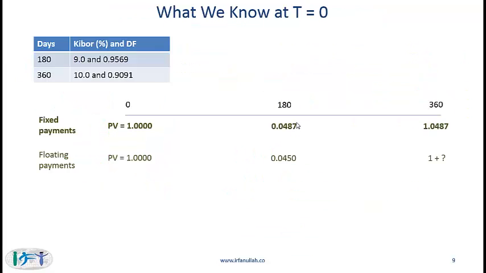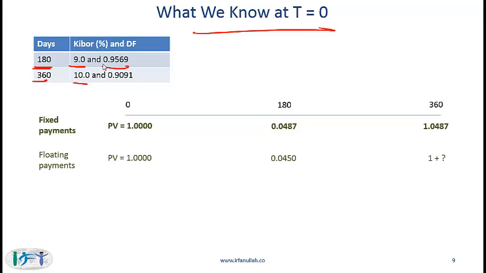And this slide summarizes what we have just done. So what do we know at time t equal to 0? This is information that's given. 180-day CIBOR is 9%, 360-day CIBOR is 10%. You will notice that in many of the questions in the curriculum and in mock exams, you are given the discount factor.